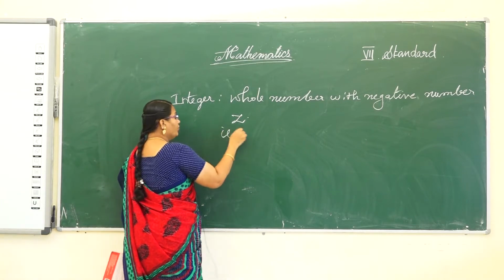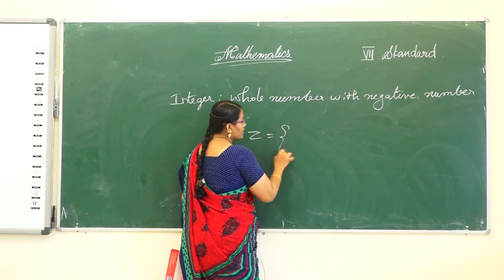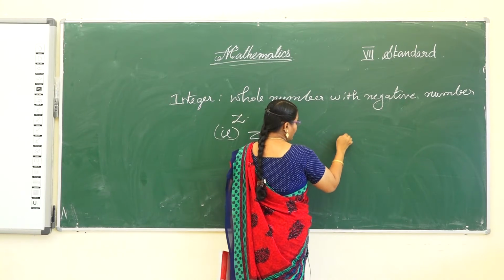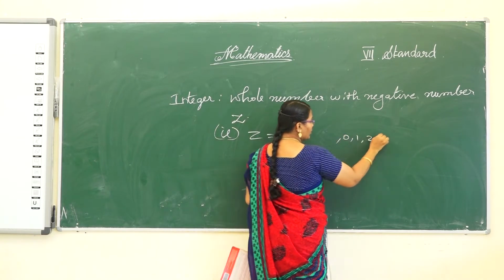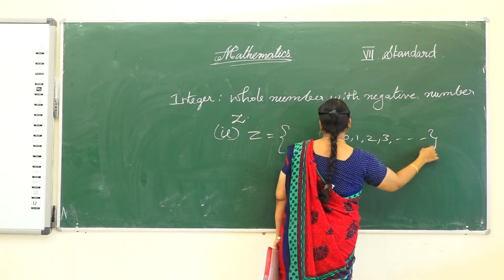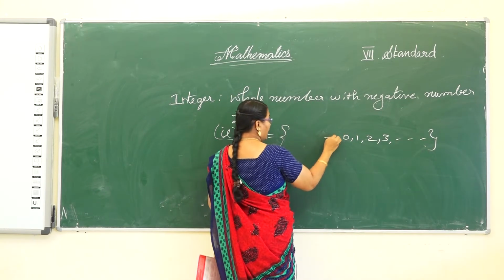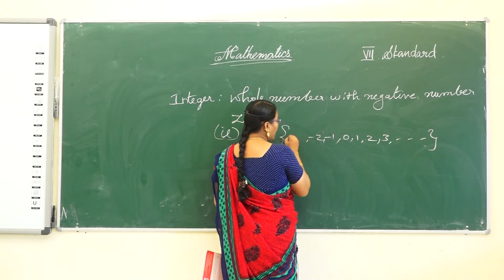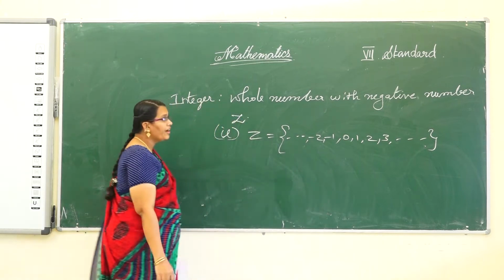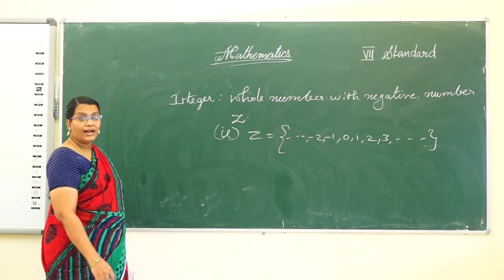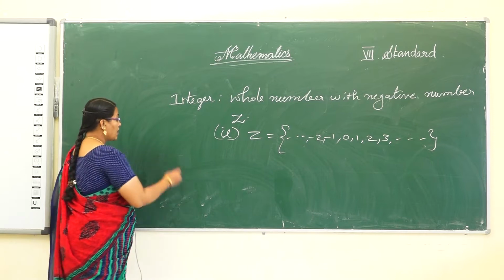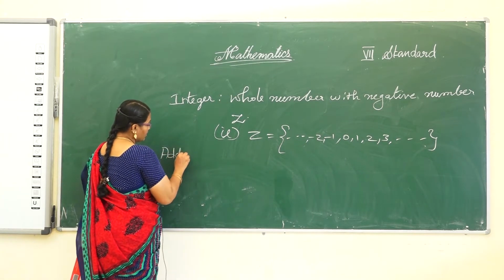That is a form of Z is equal to the set of all the elements 0, 1, 2, all the whole numbers on the right side and all the negative numbers on the left-hand side. That is a form of an integer. And then how do you add and subtract the integers? Addition of integers.